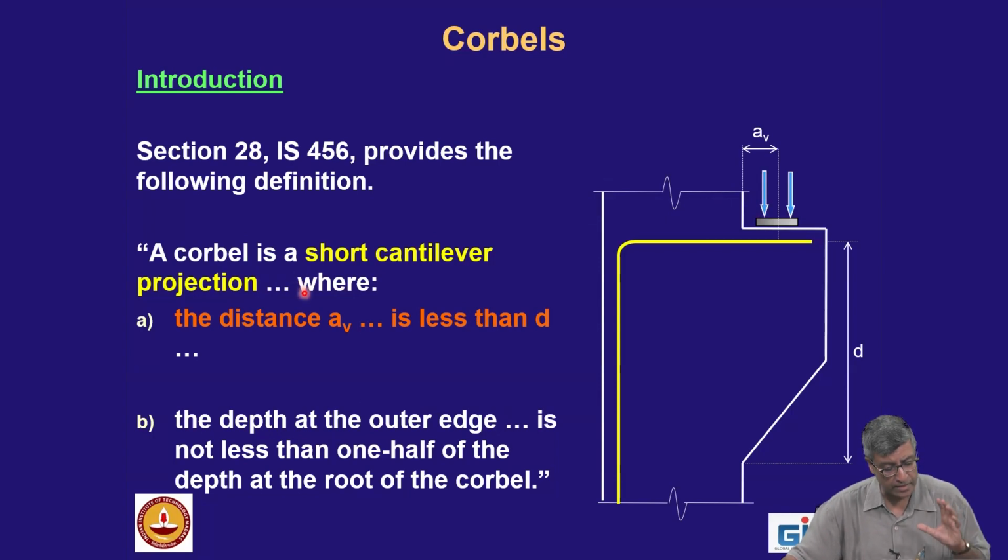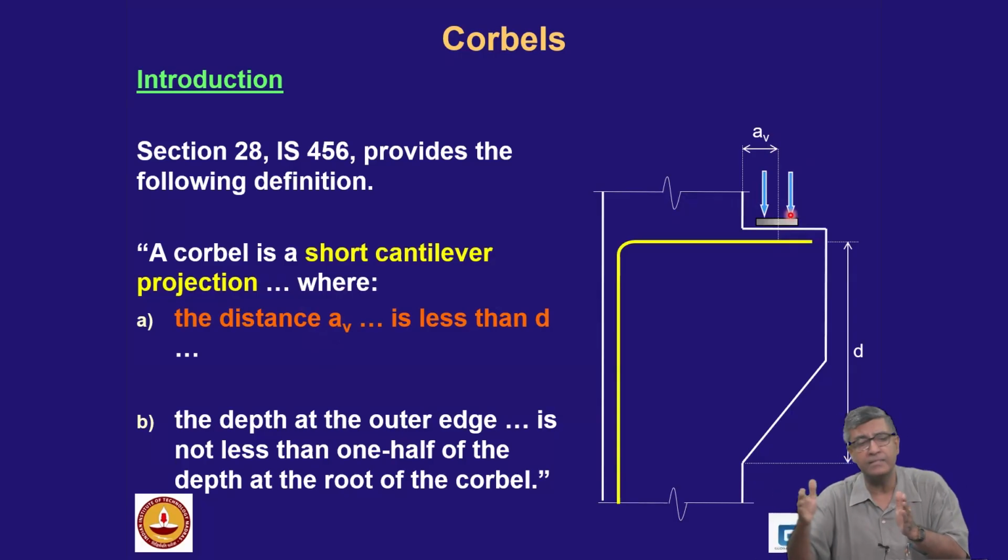I have just quoted this from the code, where the distance AV is called the shear span. What is shear span? The shear span is the distance of the resultant load from the face of the column. Please note the resultant load need not be at the center, because the code may allow a further eccentricity. Whatever is being supported can move. That's why AV has to be estimated conservatively.